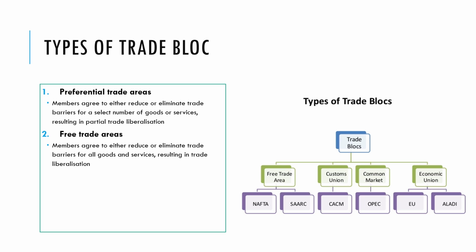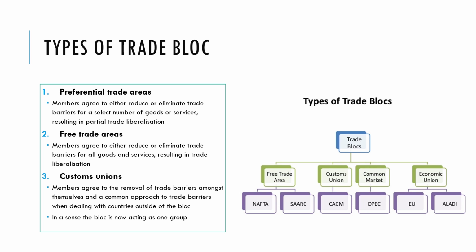The next one up, if you like, is a free trade area, and that's when trade barriers are removed for all goods and services. So there are no tariffs, no quotas on any goods and services between countries. And when this is the case, we call that a free trade area. And that's probably the most common example. The next one up after this is a customs union, and that builds on a free trade area.